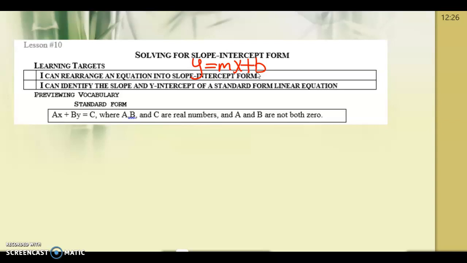But standard form is when they don't write it as y equals. Maybe there's something out in front of y, like an x, or maybe just a letter, or just a number. So a, b, and c would be real numbers, but a and b both cannot be 0. That would give us an equation that is undefined, and that doesn't graph very well.